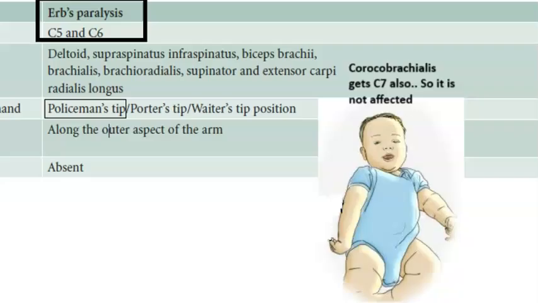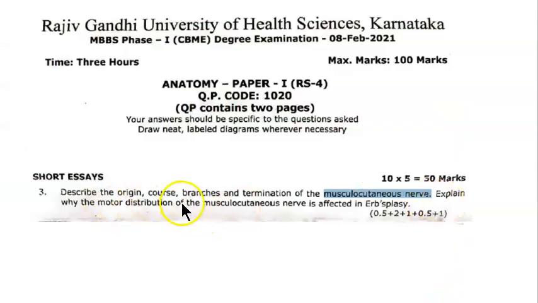Explain why the motor distribution of the musculocutaneous nerve is affected in Erb's palsy. Just for 1 mark, you will say Erb's palsy is where the C5, C6 roots are affected. And as the roots of the musculocutaneous nerve are C5, C6, C7, hence the motor distribution of the musculocutaneous nerve is affected.